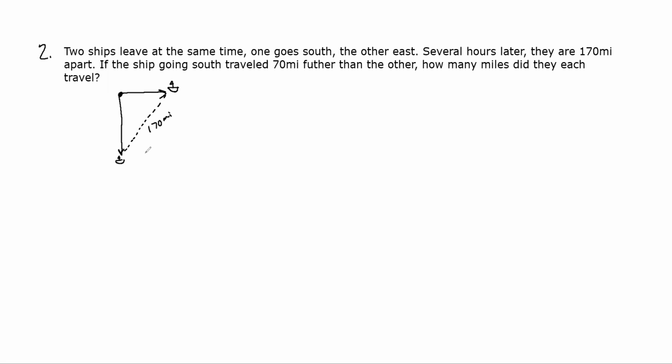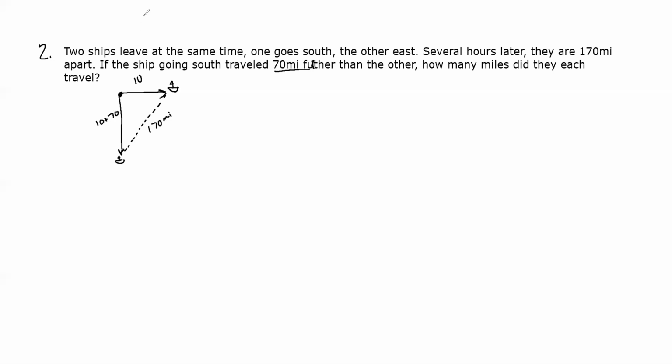Now, we know the ship going south traveled 70 miles further. I cannot type. I should have checked this. 70 miles further than the other. So let's say the ship going to the right, this is just a hypothetical, let's say it went 10 miles. If the one going south went 70 miles further, we would add 70 miles to that.